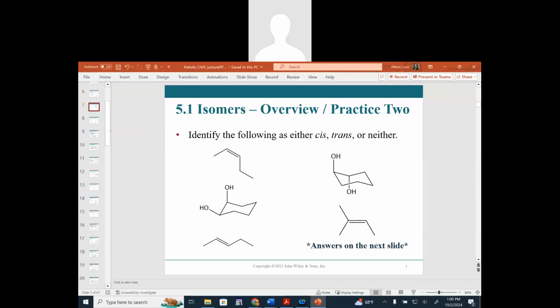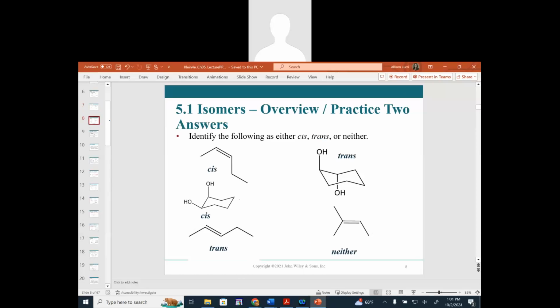So we're asked to determine whether or not we have a cis, trans, isomer, or neither. So let's see if we can do this. Let's take a look at these structures. And we know that based on either a double bond or a ring, if we have our priority groups on the same side, we would call it cis. If they're on opposite sides, we would call the structure trans. And then we'll see when we can call it neither.